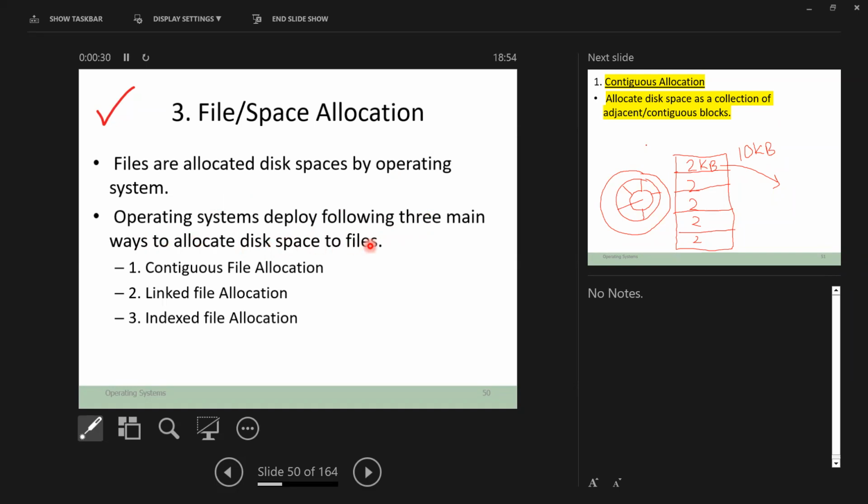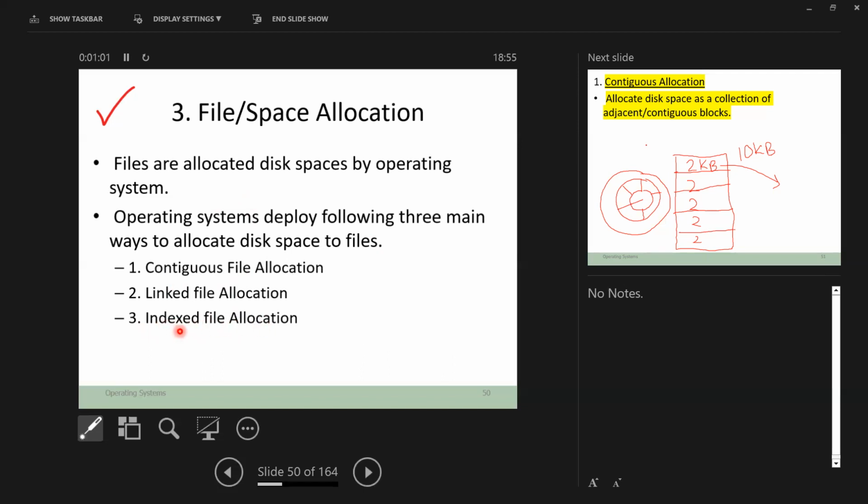So normally we are using three methods to allocate the files. First one, contiguous file allocation. Contiguous file allocation means save the file as a group. Second one, link file allocation. Link means like keeping pointers, where the next file is allocated, like we are keeping some pointers in the link file allocation. Number three, index file allocation.